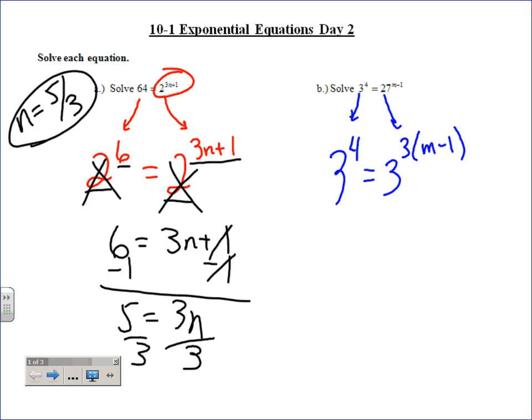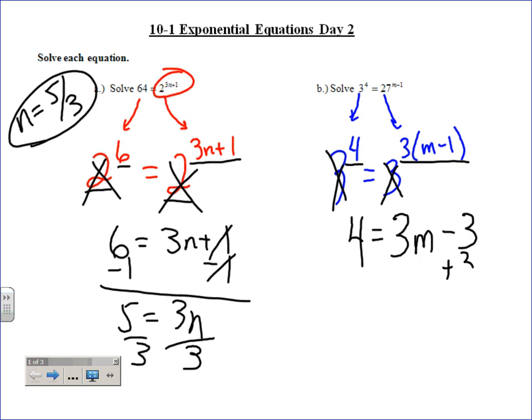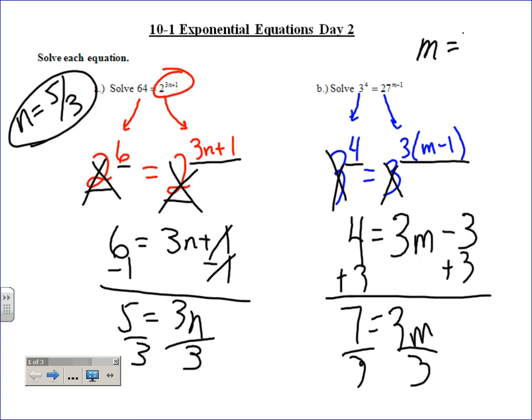Some of you may only put the 3 times the m, and if you do that, you will get it wrong. See how I put m minus 1, I have to multiply. But the bases are the same. So basically that better say what for this problem to work out? Better end up equaling 4. Do I care about the 3 anymore? Not this bottom one. No, I don't need that anymore. So 4 equals, well, now we can distribute. What does it have to equal? 3m minus 3, right? So plus 3. 7 equals 3m. Divide by 3. m is 7/3. It's not always divided by 3, just so you know.